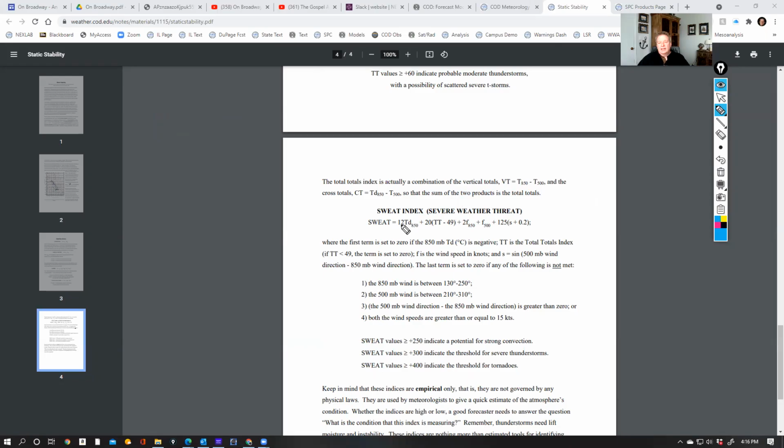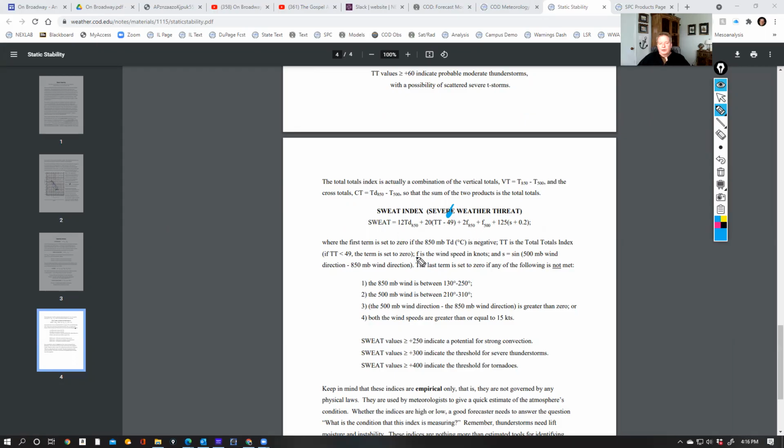So I have the SWEAT, 12 times the dew point at 850. Then I say, well, what's the total totals? And then I subtract 49 from it and multiply it by 20. Again, empirical, weird stuff. I don't know why that's the number. That's just what they said. It's kind of weird, even to me. But there it is.